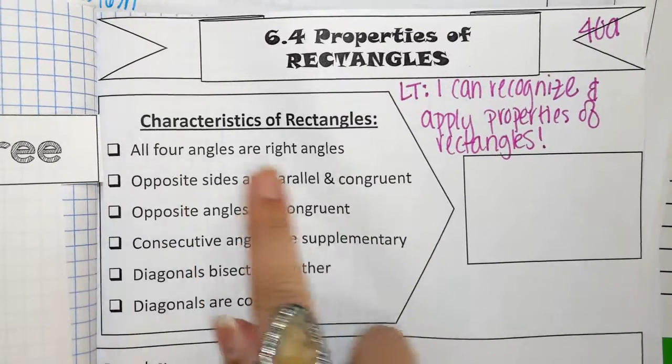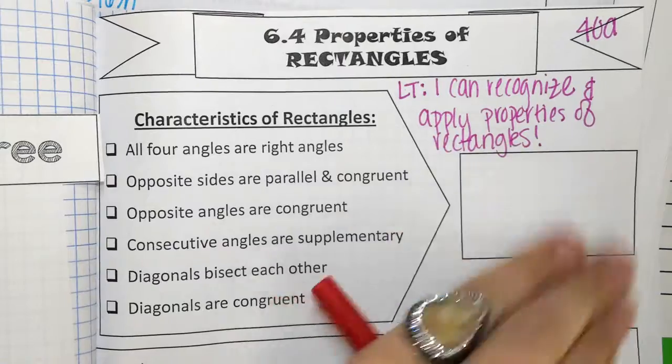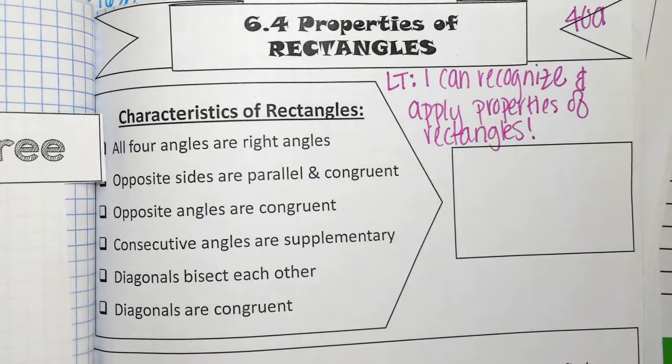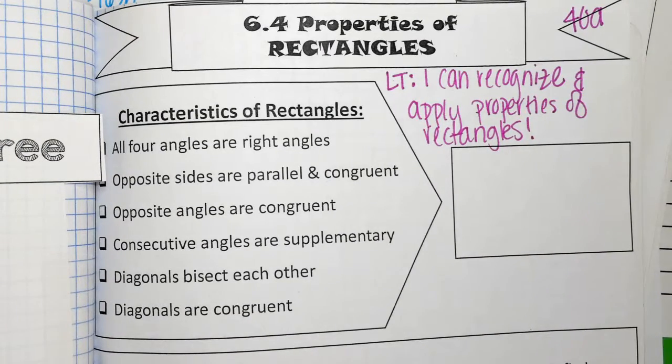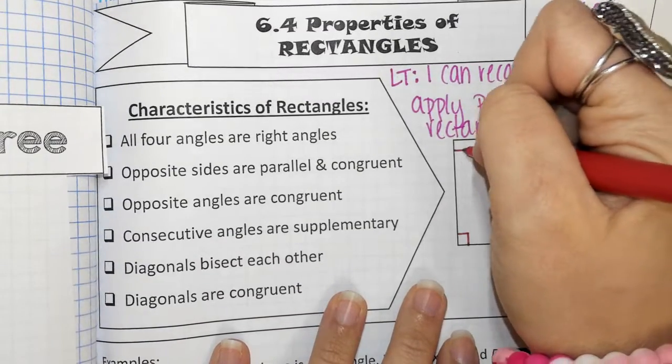Now, the first one says all 4 angles are right angles. What would it look like? And we're going to draw all of this on our little rectangle. That's why I left this one. What would it look like if all 4 angles were right angles? They all have the little boxes or the little square. Good. If you said that, take a point.